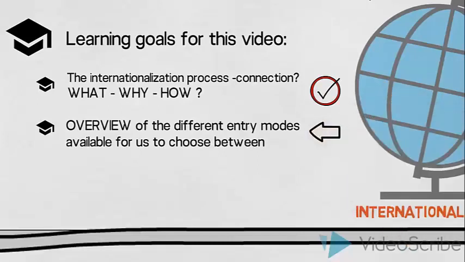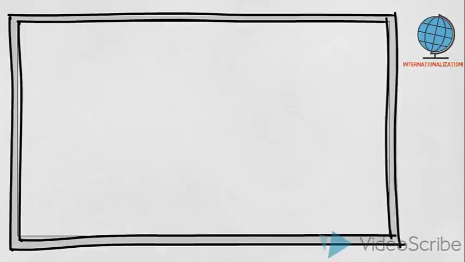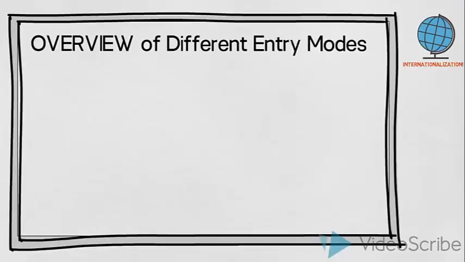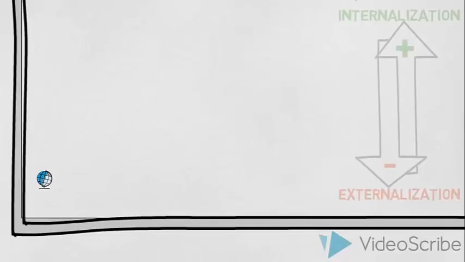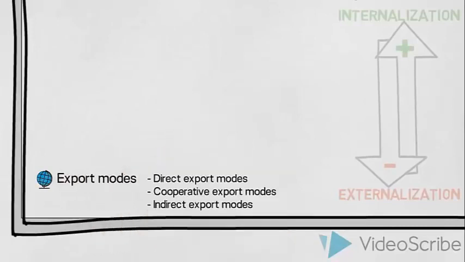So let's move on. Organizations might choose one or a combination of different entry modes during their internationalization process to one or several foreign markets. The different entry modes will not be discussed in detail in this video, but let us just provide an overview. Export modes include direct export, cooperative export, and indirect export. Direct export is the mode we recommended for French Cakes in the example used in this video.